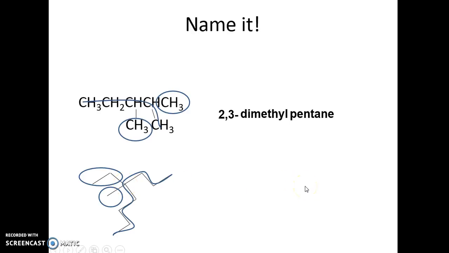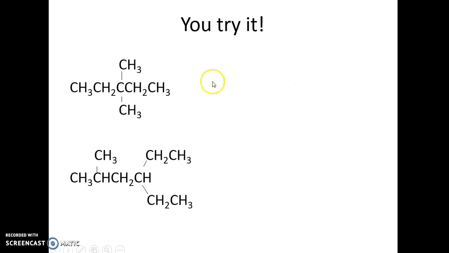So now the longest chain is 8, and so we say octane, and there is a methyl and an ethyl. Remember, we put them in alphabetical order. Then we locate the numbers 1, 2, 3, 4, and 1, 2, 3, 4, 5. 4 is lower, so we put 4 in front of each substituent. Go ahead and try these now.